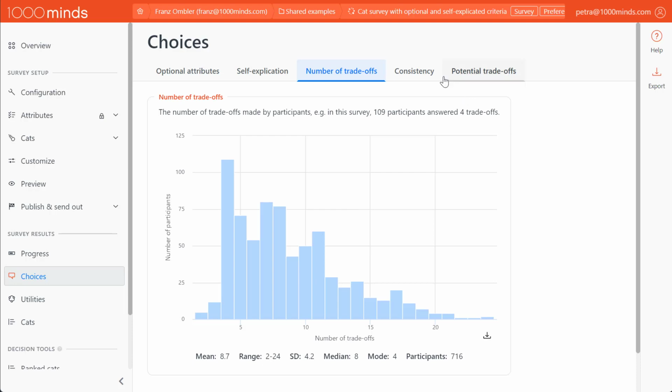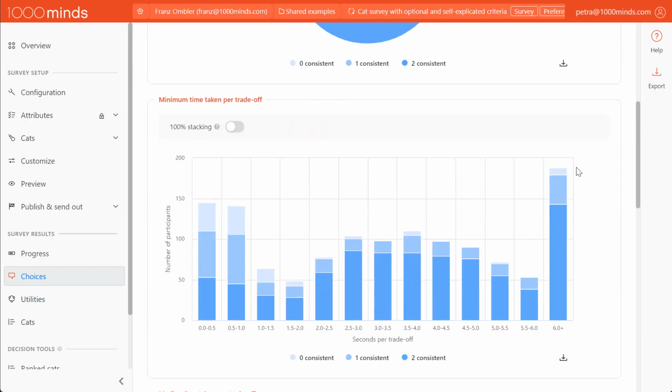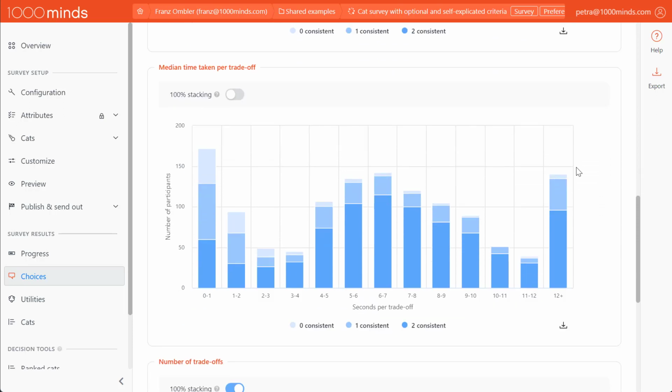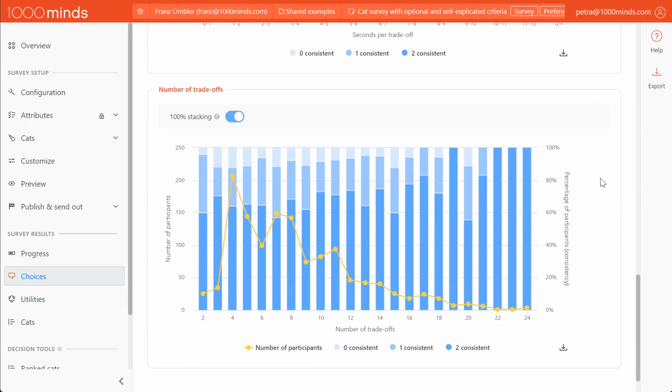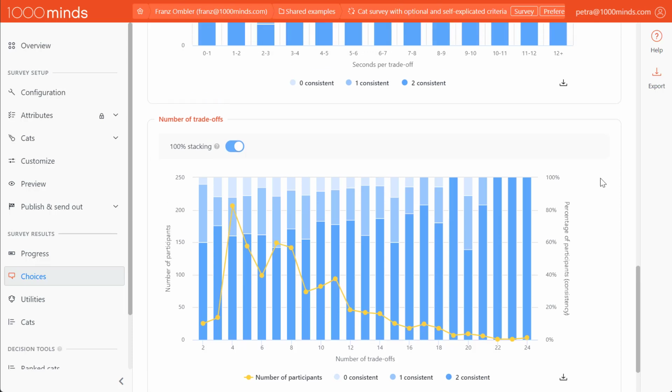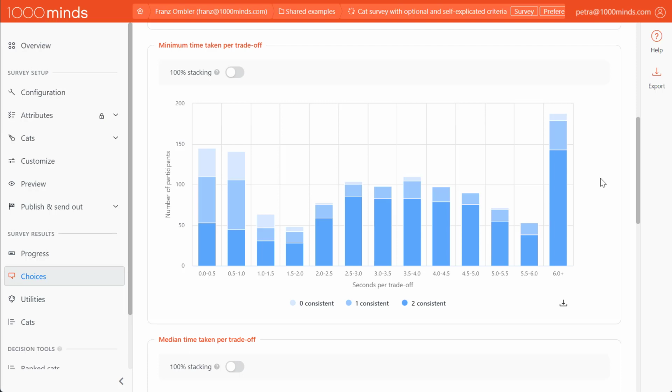On the Trade-offs Consistency page, we see how much consistency there was in people's answers to the consistency questions. This pie chart shows us a breakdown of the number of consistency questions that participants answered identically. And below, we see 2 charts that show us the minimum and median time taken per trade-off, and a third chart that shows us the number of trade-offs that participants had to make. This gives us an idea of the quality of our results and whether participants might have sped through the survey.